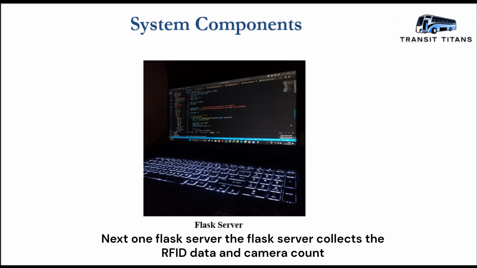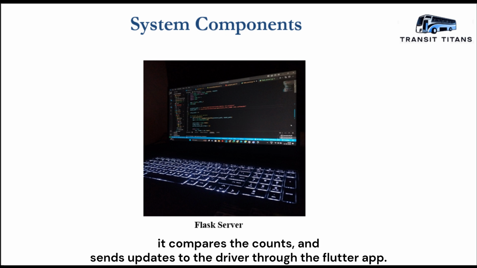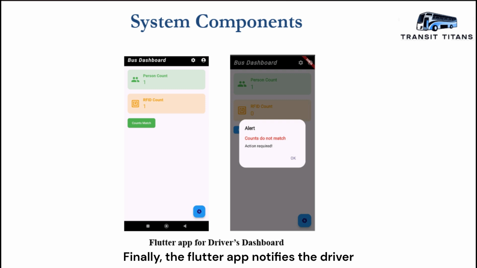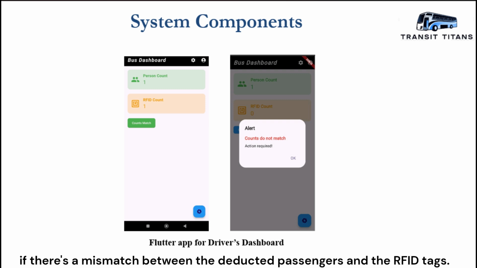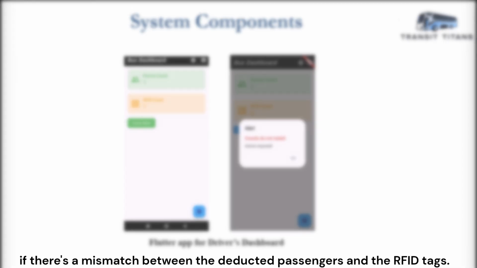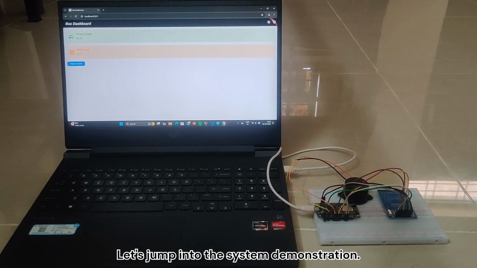Next one, the Flask server. The Flask server collects the RFID data and camera count. It compares the counts and sends updates to the driver through the Flutter app. Finally, the Flutter app notifies the driver if there's a mismatch between the detected passengers and the RFID tags. Let's jump into the system demonstration.